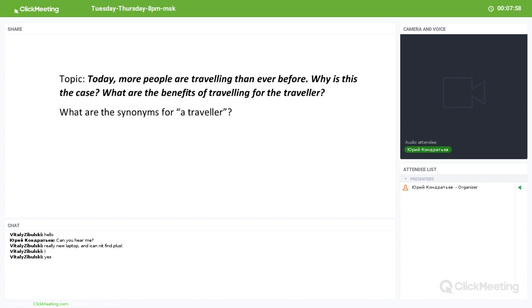Right, so before we start, let's revise some vocabulary. Can you give me some synonyms for the word traveler? Because obviously we're going to talk about them throughout the essay. Please write in the chat box any synonyms for the word traveler that you may know.